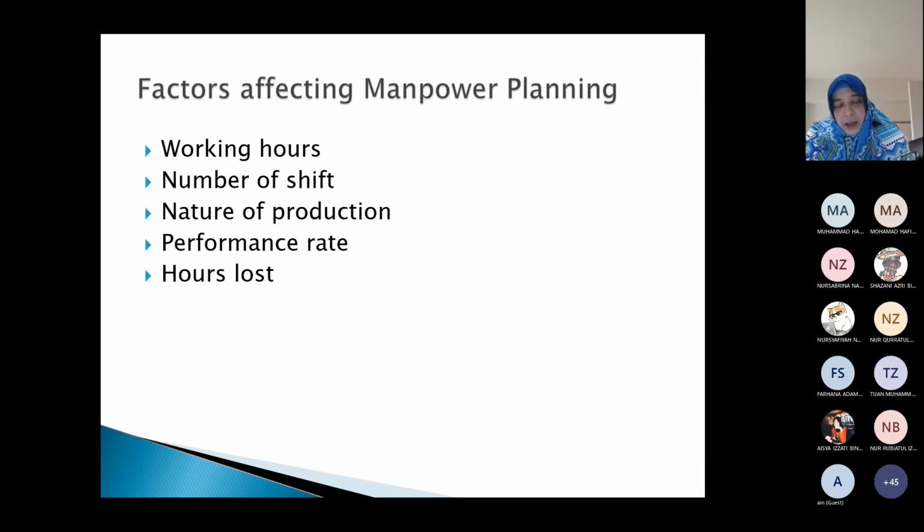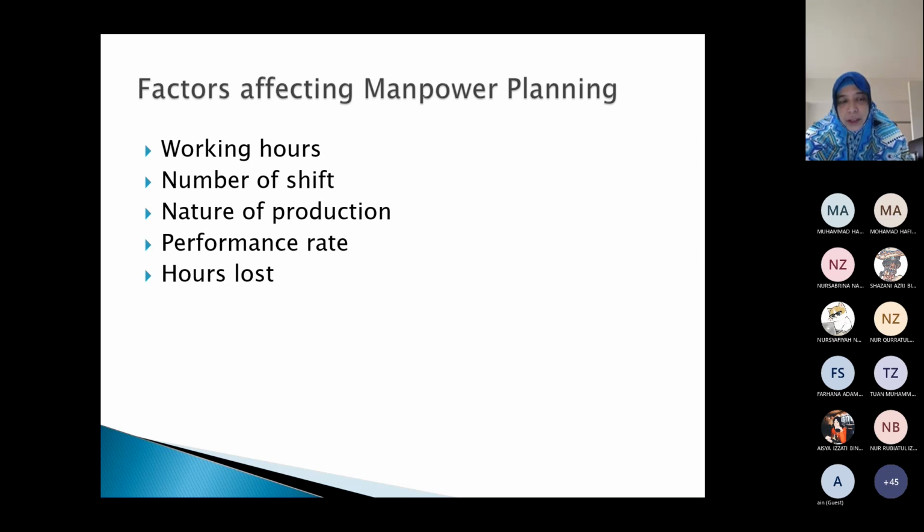Because when you talk about manpower planning, if people are willing to work more than 12 hours, but when you look at the performance, they are very tired already. Even though they can work, they cannot perform very well compared to people who have enough rest. And at the same time, you need to know the hours lost in the production. You're using the manpower, so how long can a person work in a day, and how long do you give them time for breaks. Look at that.